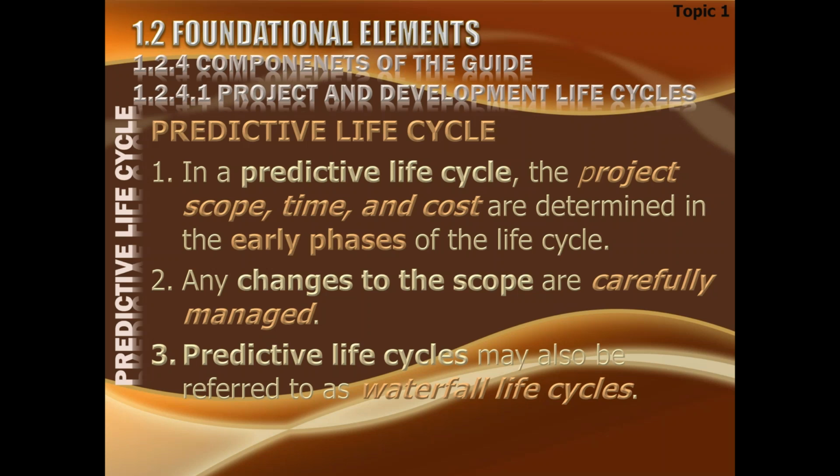And so in a predictive life cycle, the project scope, time and cost are determined in the early phases of the life cycle. So we know it already. In the beginning, we have a fairly good idea of the scope, time and cost of the project, and therefore we design it accordingly. Things may or may not go according to the plan, and if there is some change, we will keep bringing those changes in progressive elaboration. Yes, Shahryar.